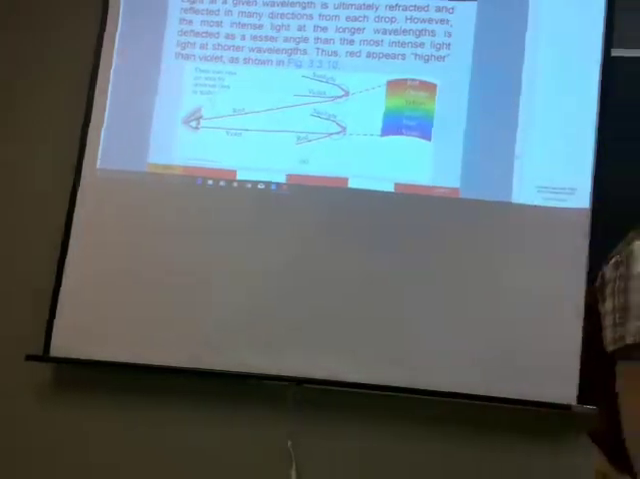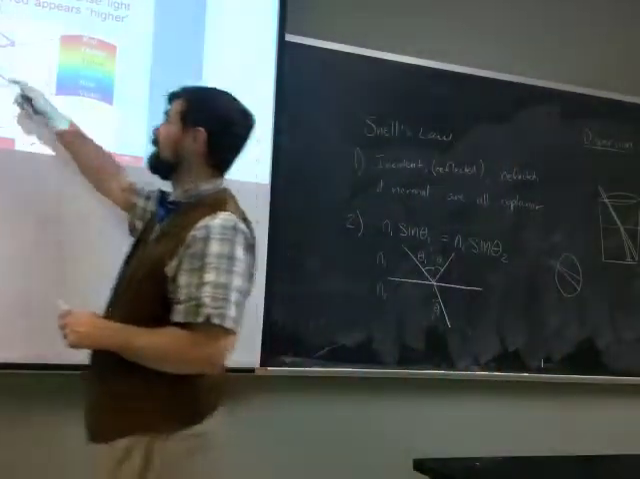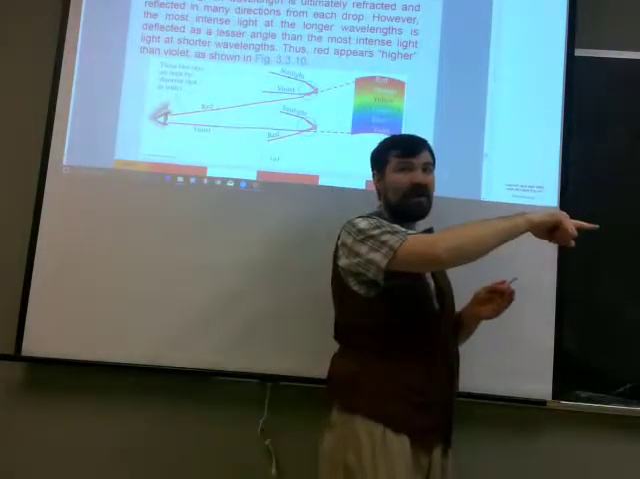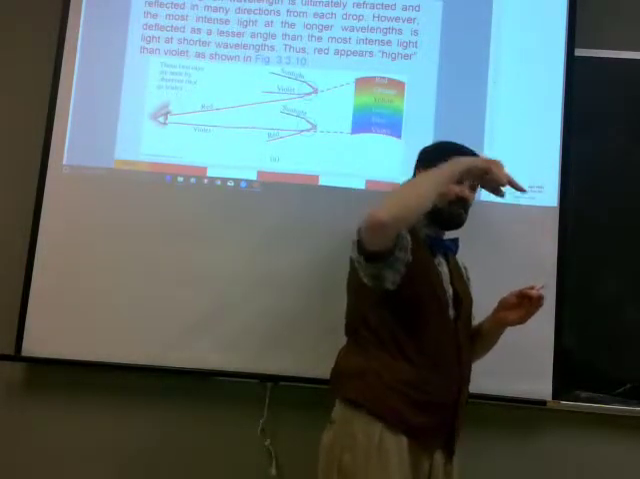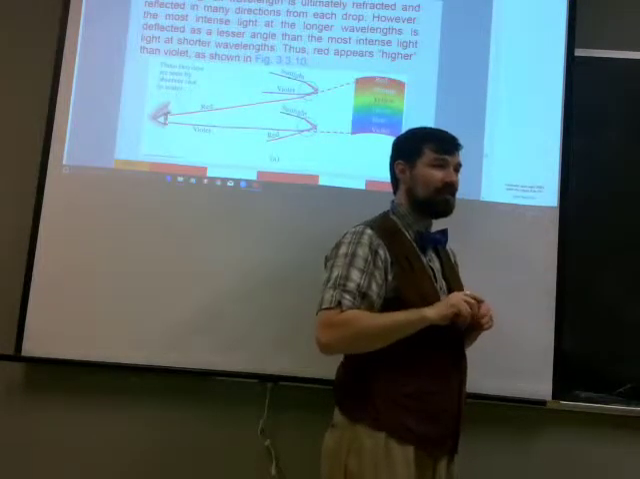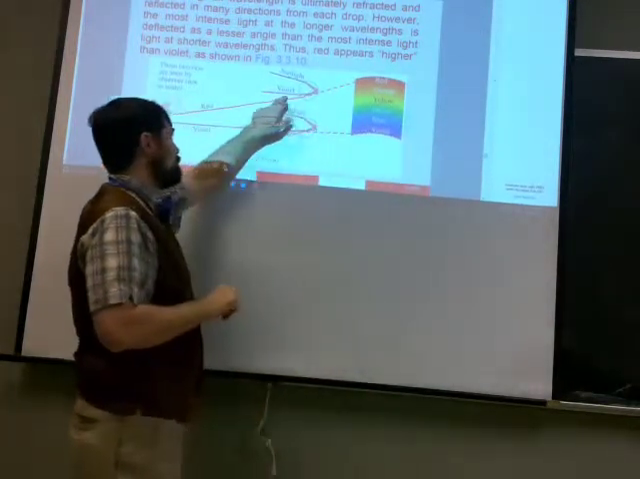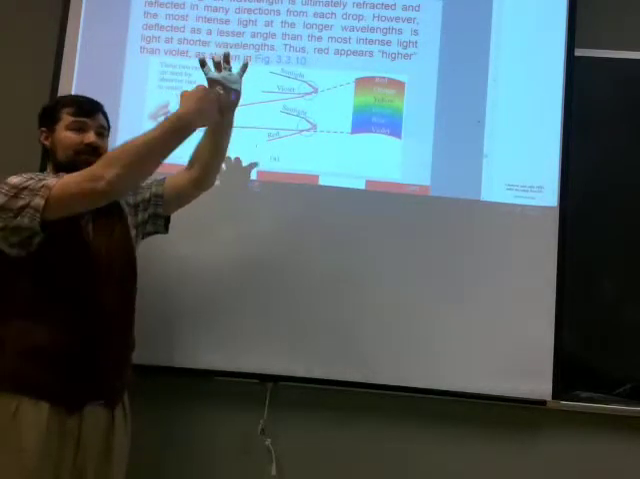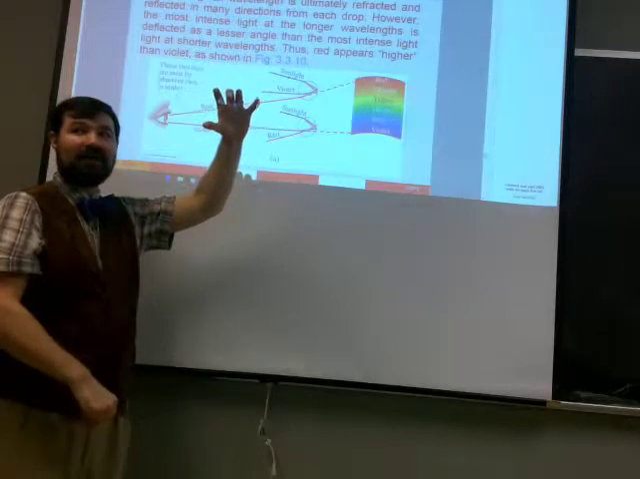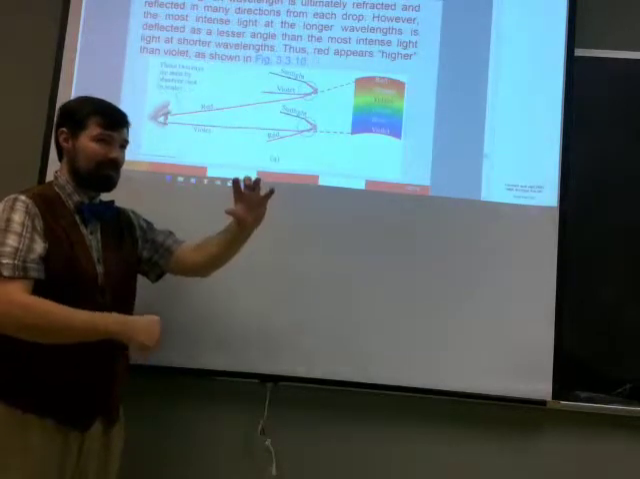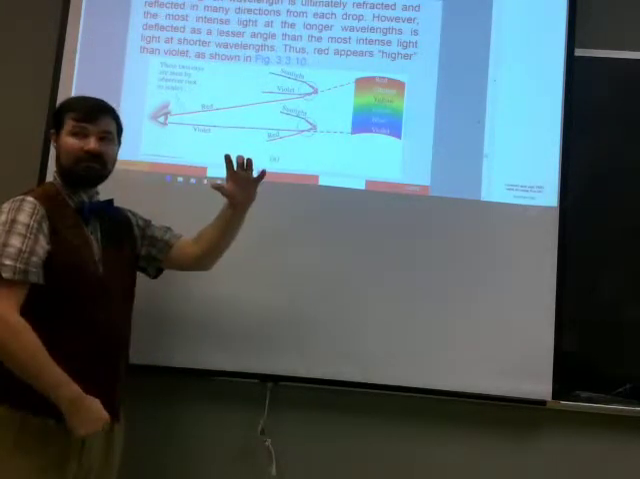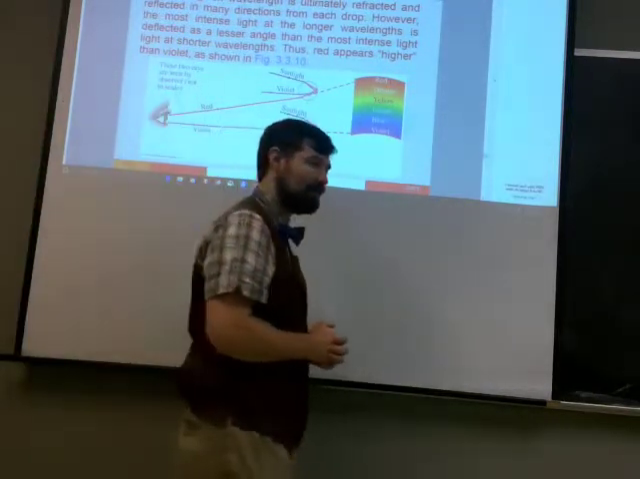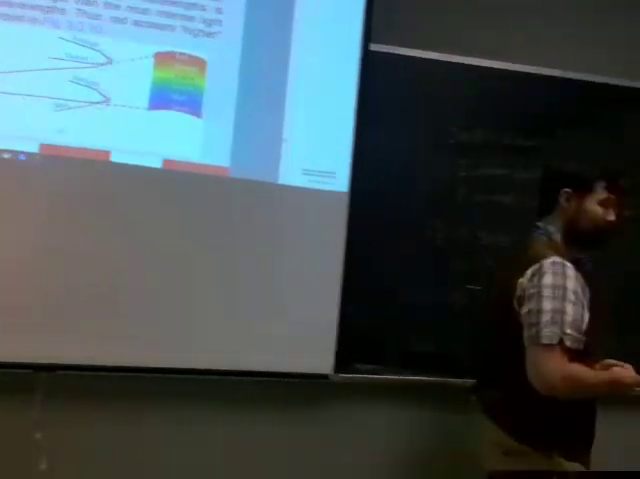Well, since purple is leaving the drop, let's say, parallel to the ground, and red is leaving the drop at some angle relative to the ground, it means that the red light actually arrives to your eye from a higher up droplet, because the droplet has to be up here in order to come at an angle and reach your eye. Whereas a purple drop maybe has to be here in order to come straight out and reach your eye. And so you see purple at the bottom and red at the top because of this. And all the others in between.